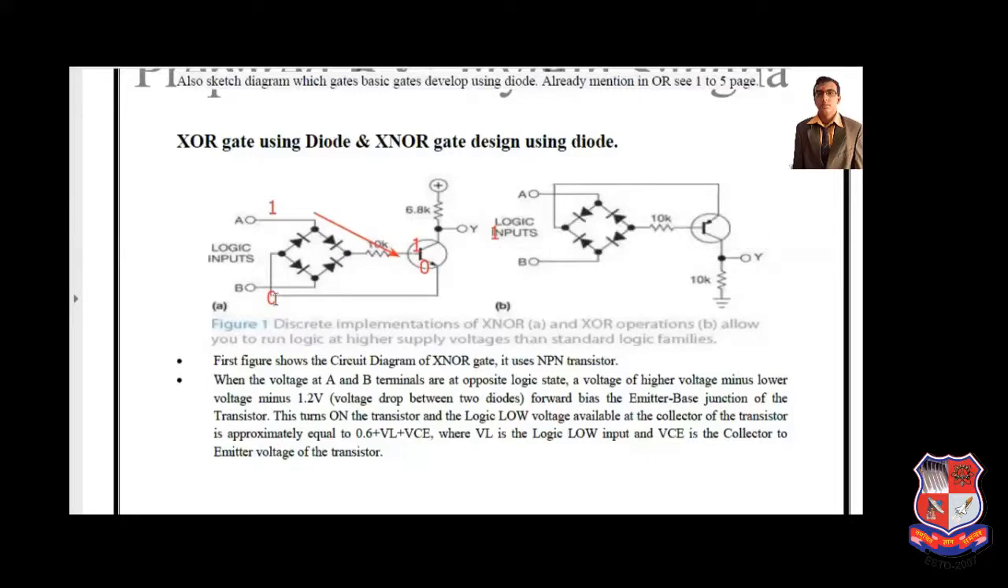Again repeat, here 0 volt. So here 0 volt is applied to this diode, and here we can also get 0 volt. We cannot get 1 volt here. So output is 1. So see this, two different inputs, output is 1. So it is known as XOR gate.